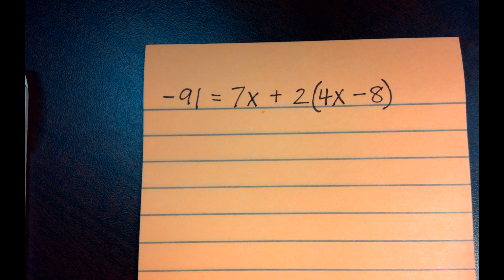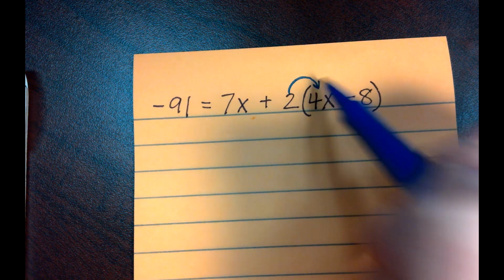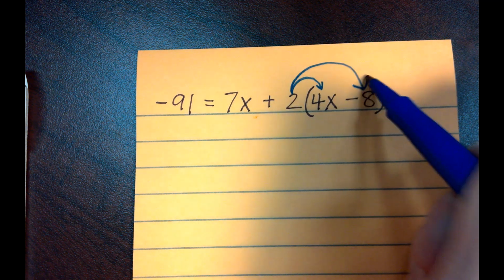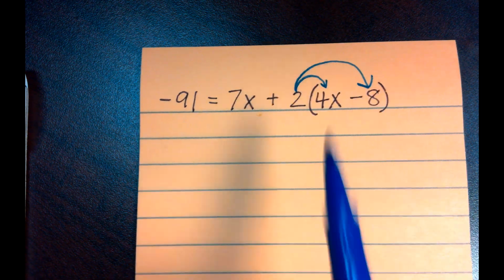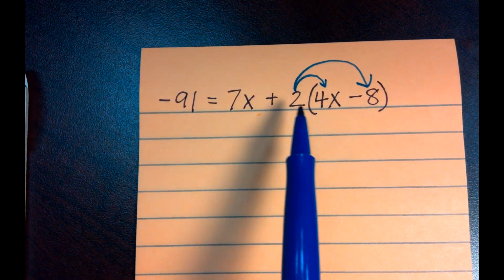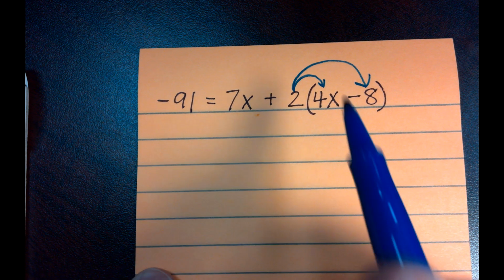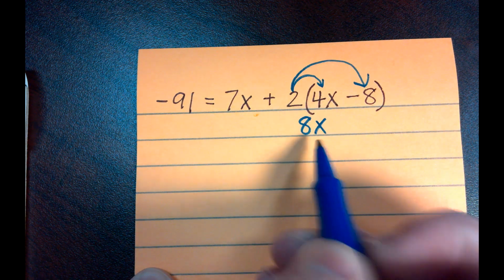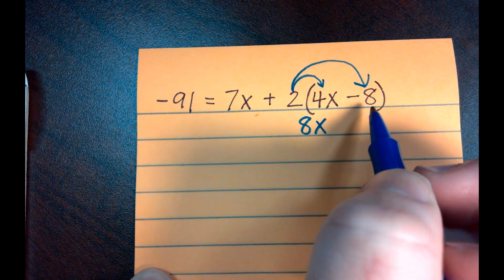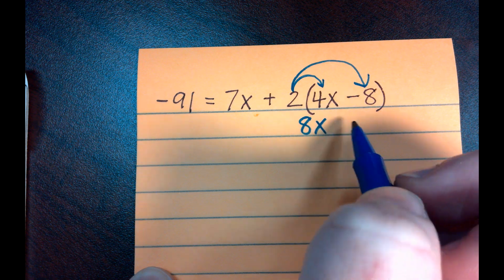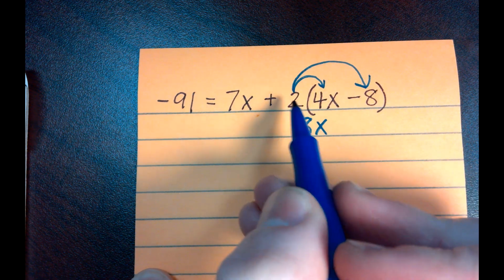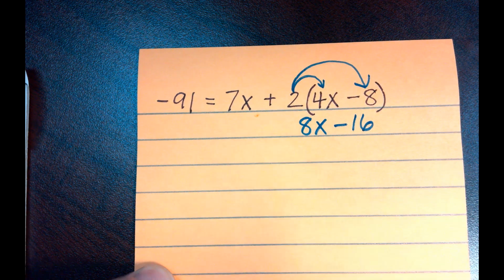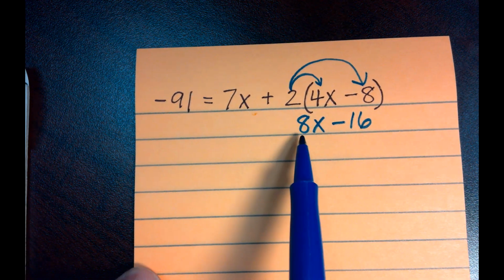We're doing distribution. We're multiplying 2 times 4x. We're multiplying 2 times -8. So what is that gonna change these numbers to? 8x minus 16. Good. 2 times 4x is 8x, and then 2 times 8 is 16. We can drop down that minus sign, or we could think of it as 2 times -8 gives us -16.